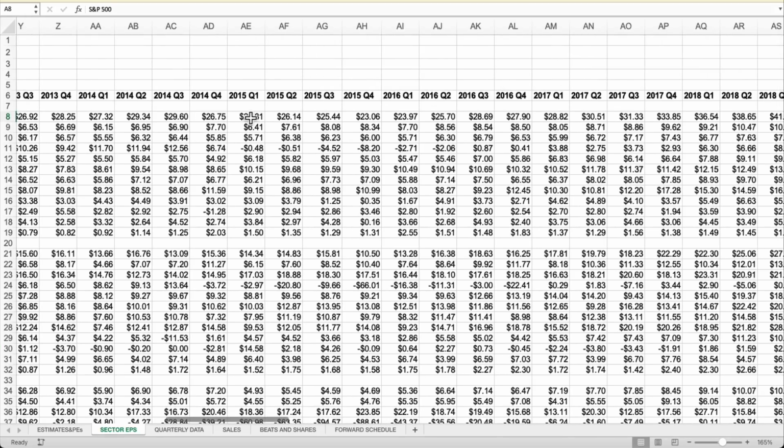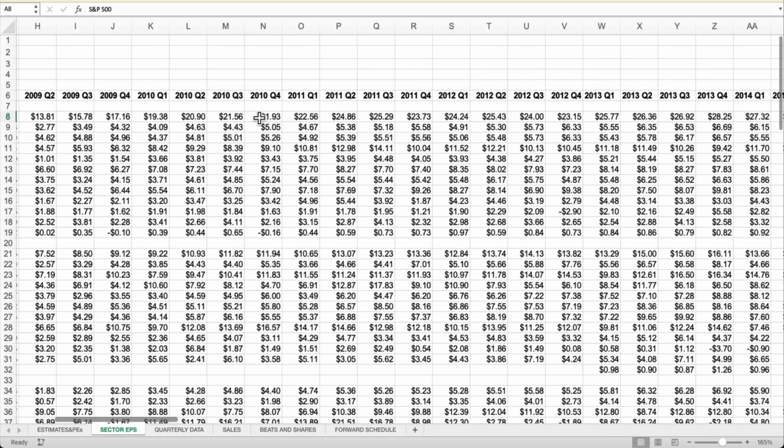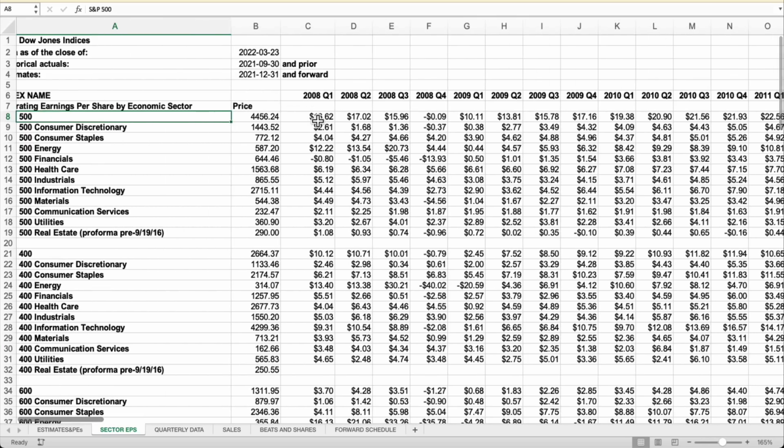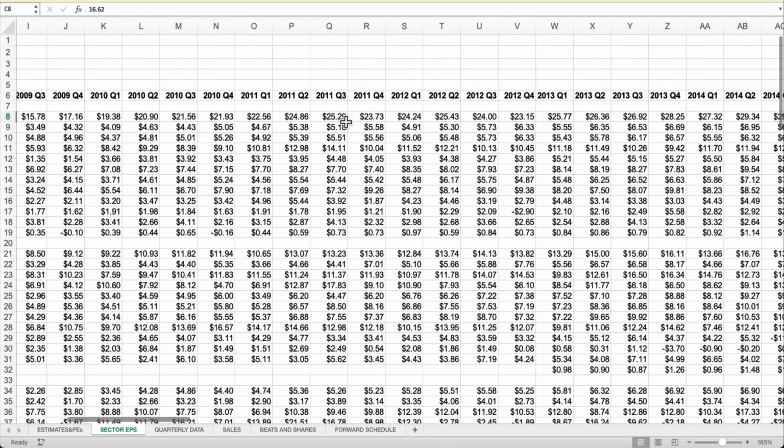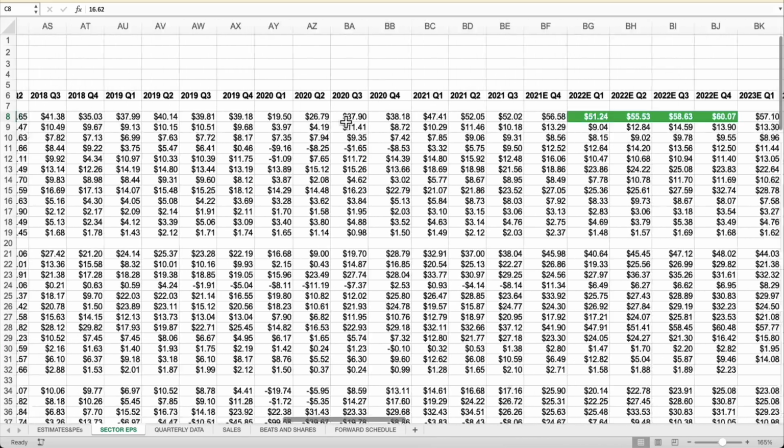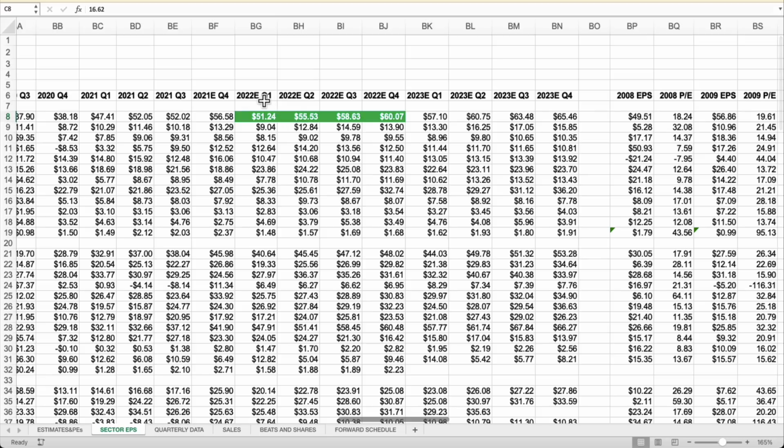You have a lot of historical data going all the way back to, this is Q1 2008 for the S&P. So you just can follow it along until you get to the estimates. And I've highlighted 2022 for you, Q1, Q2, Q3, Q4. So Q1 is 51.24, 55, 58, and 60.07. If you add them all up, you get to that 225 that we got to.